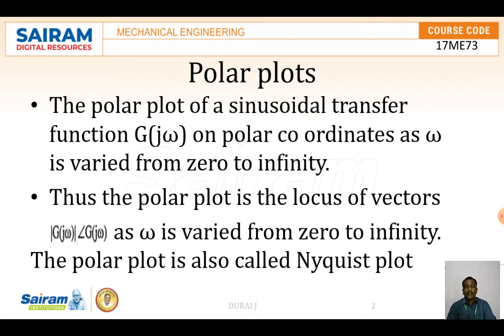The polar plot is also called the Nyquist plot. Why? Because for the Nyquist plot the function will remain the same. The only thing is that in the final plotting of the graph, we are going to draw the mirror image over in the Nyquist plot. So normally the polar plot is also used to find the stability of the system.